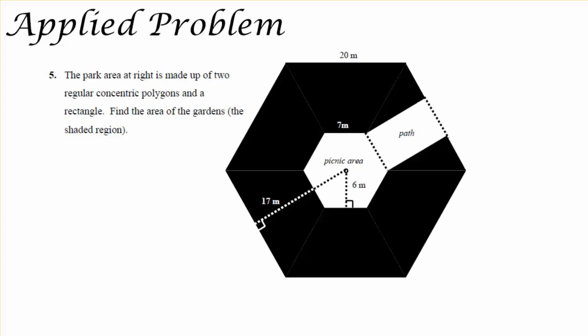Now let's take a look at a more complicated and applied problem. The park area at the right is made up of 2 regular concentric polygons and a rectangle. Find the area of the gardens that are around this picnic area and path. So I've got to find what's shaded. So I'm going to find the area of the whole thing and subtract what's in white. And that'll give me the area of just what's shaded.